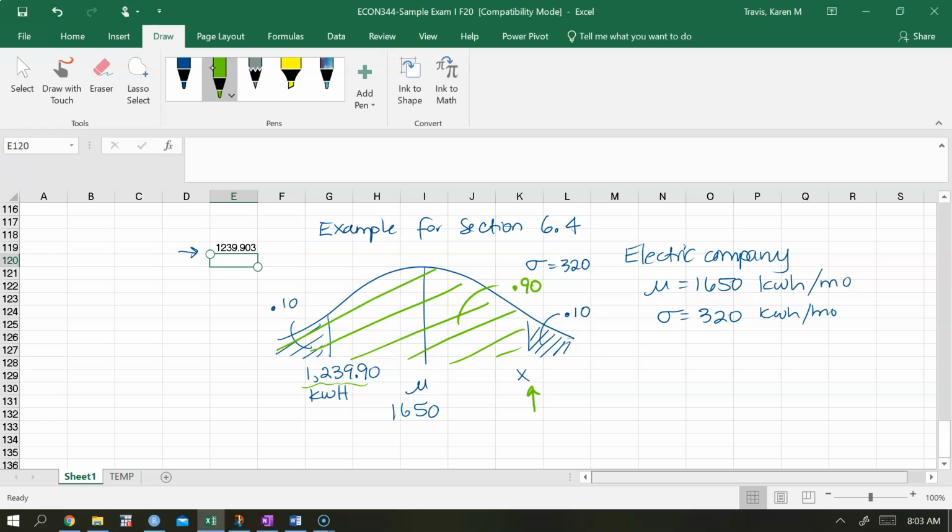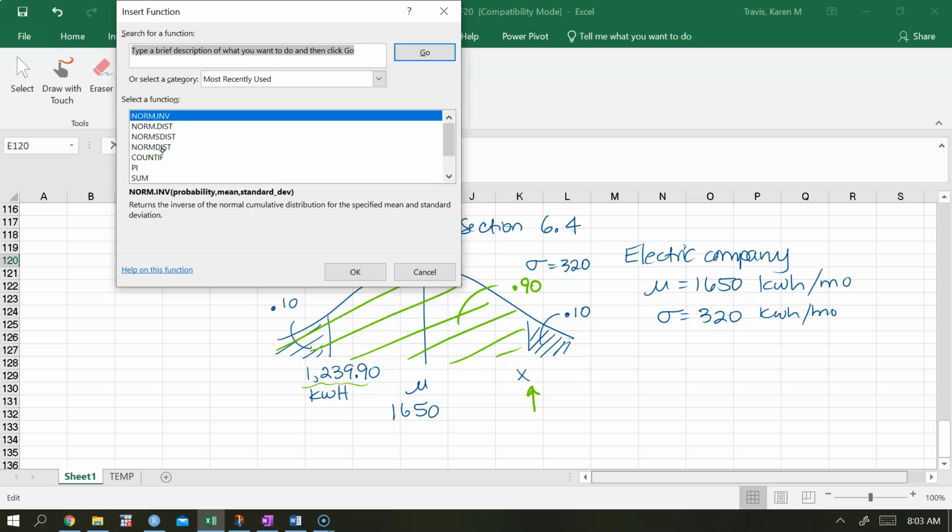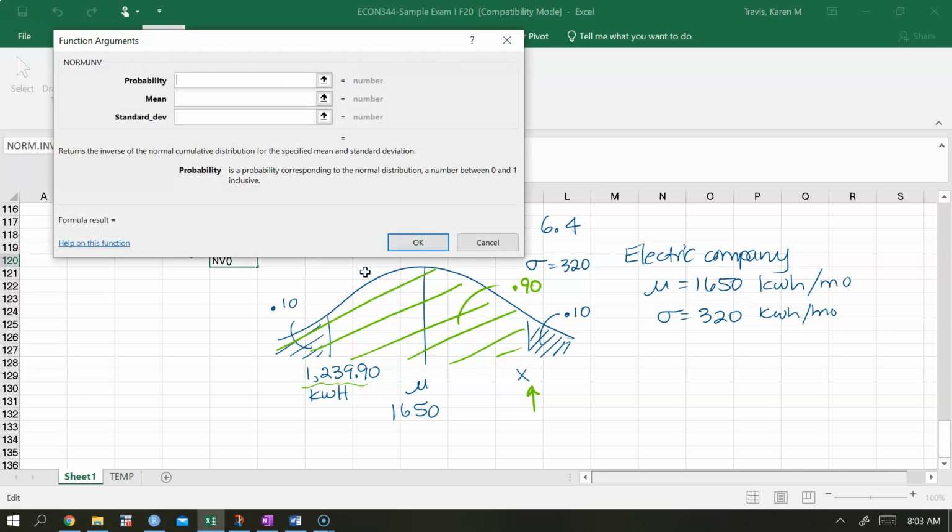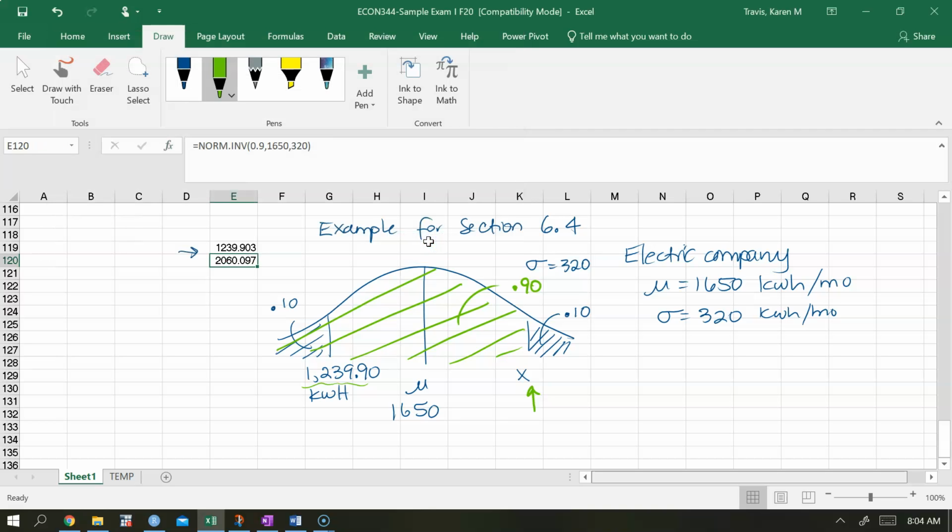So I'm going to go back, do the function again, norm inverse. Now I'm going to put in 0.9. Then I'm going to put in 1,650. And then I'm going to put in 320. And when I do that, that's my answer, which needed to be something above the mean.